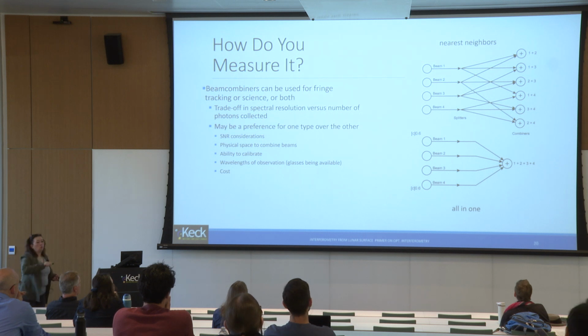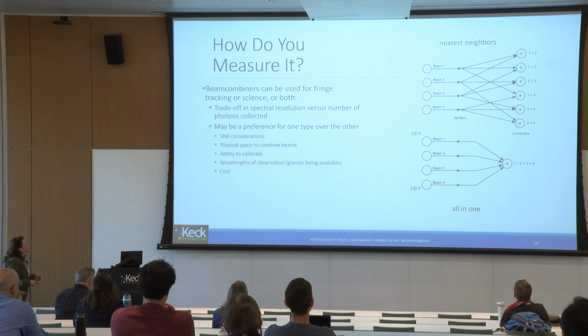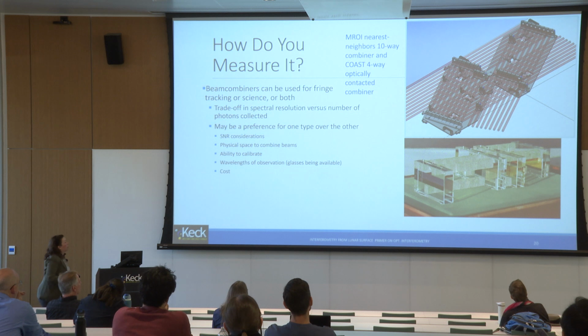The all-in-one scheme works really well when you're trying to put science together on your detector, and you want to only have to buy one detector instead of multiple detectors. And so there's lots of preferences here: signal-to-noise considerations, physical space, wavelengths that you're going to be working at, and cost. So this is the MROI nearest neighbors 10-way beam combiner that's in the lab at New Mexico Tech, and this is the old COAST beam combiner for 4.